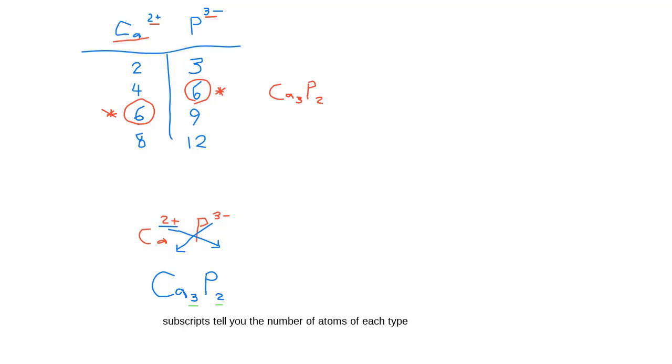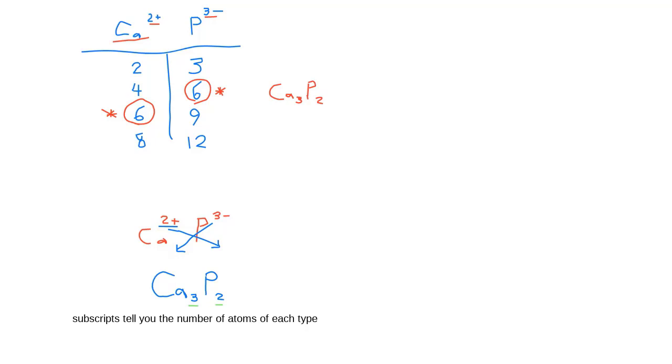That's what subscripts tell you. Subscripts tell you the number of atoms of each type. Superscripts tell you the charge. I'll write that too. Superscripts, those are the little positives and negatives up on the top.